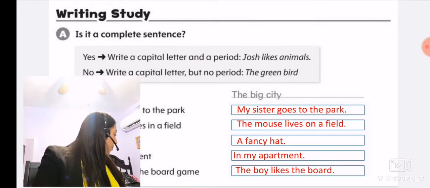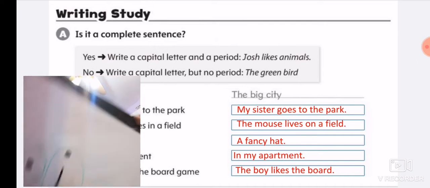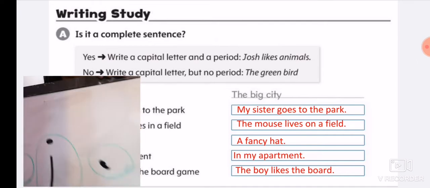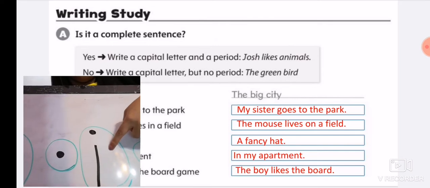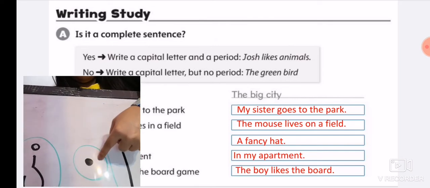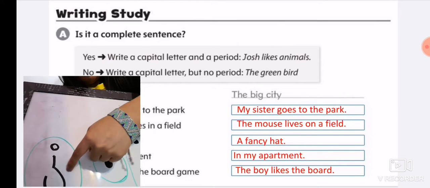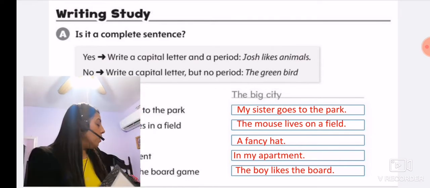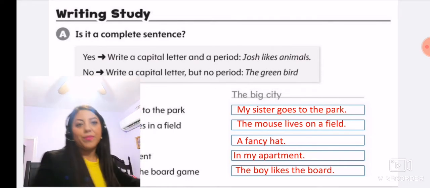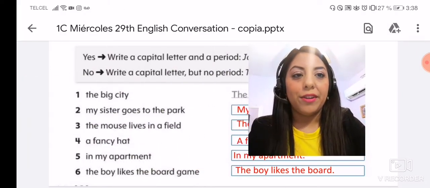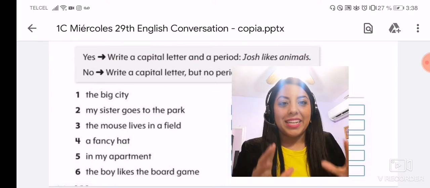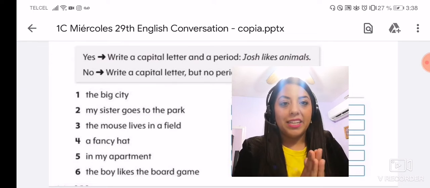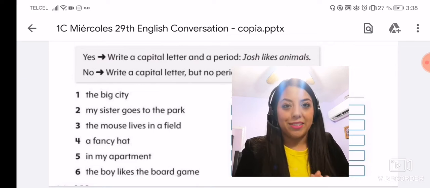For example, let me show you. The comma, the exclamation mark, the period, and the question mark. We use these in sentences. Now, let's read together the sentences. Number one, the big city. In the big city, you have to use the letter T, capital letter, and a period at the end.